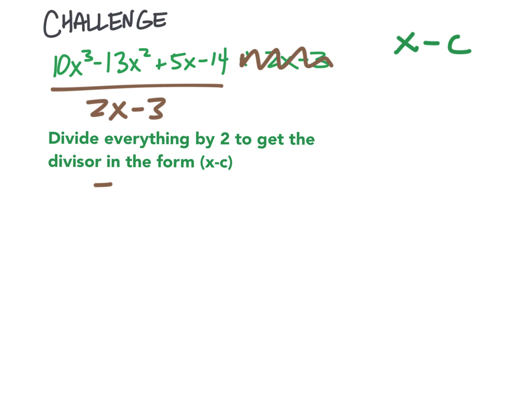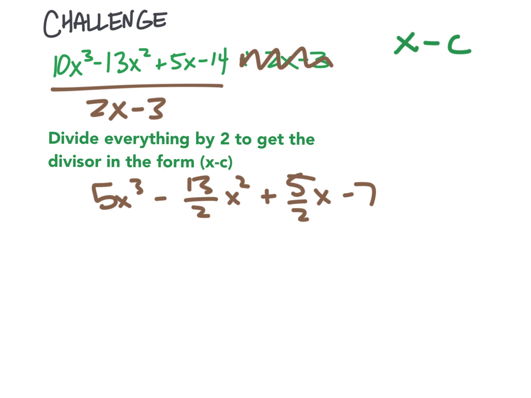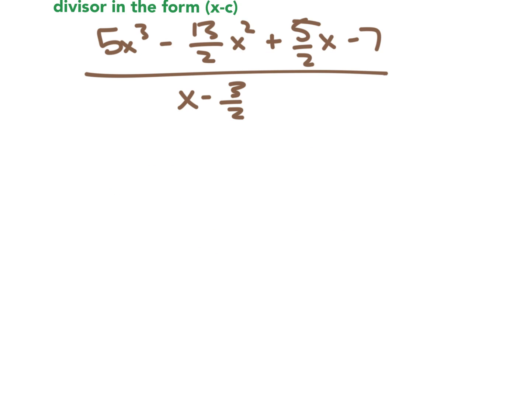So now we have 5x cubed minus 13 over 2x squared plus 5 over 2x minus 7 all over x minus 3 over 2. Now use synthetic division. I'm going to encourage you to pause the video, though, and try it on your own before looking at my answer.